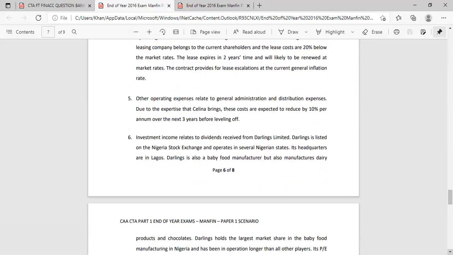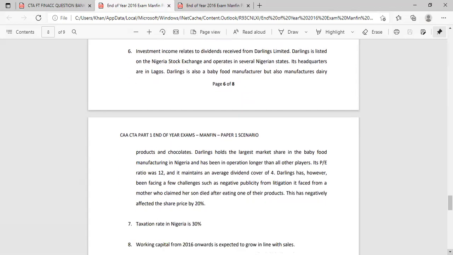Okay, so reduce. Okay. Investment income relates to dividends received from Darlings Limited. Darlings Limited is listed on the Nigeria Stock Exchange and operates in several Nigerian states. Its headquarters are in Lagos. Darlings is also a baby food manufacturer, but also manufactures dairy products and chocolates. Darlings holds the largest market share in baby food manufacturing in Nigeria and has been in operation longer than all other players. Its PE ratio was 12 and it maintains an average dividend cover of 4. Darlings has, however, been facing a few challenges, such as negative publicity from litigation it faced from a mother who claimed the son died after eating one of their products. This has negatively affected the share price by 20%.